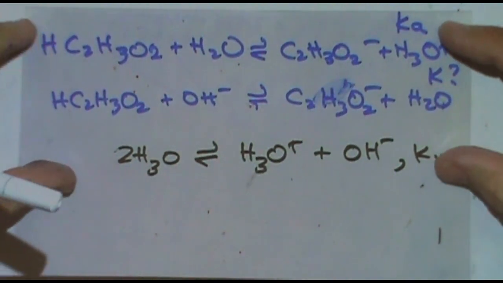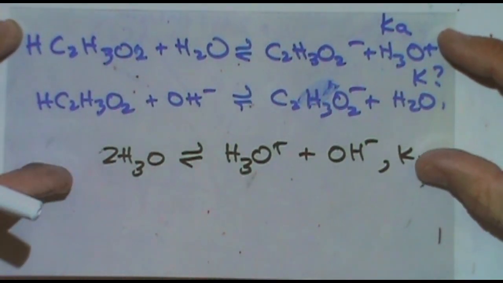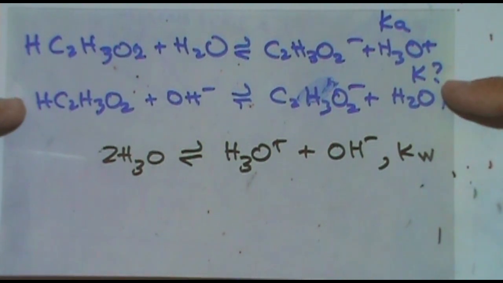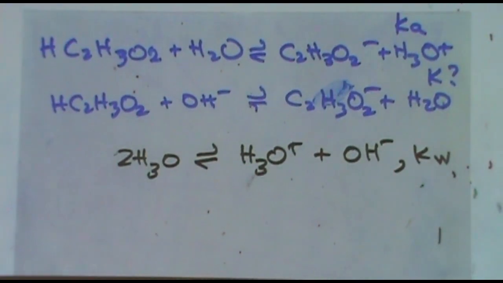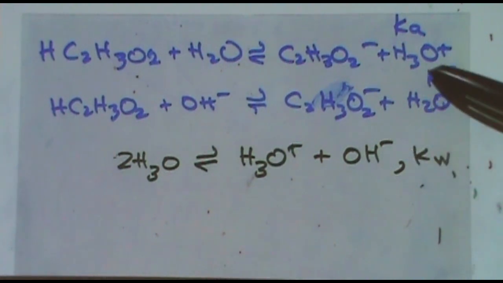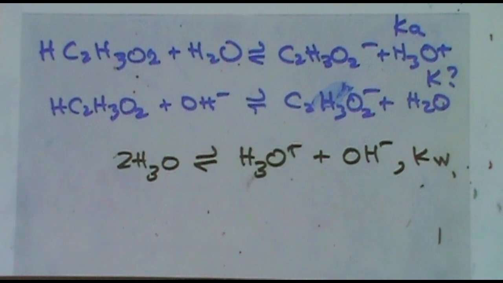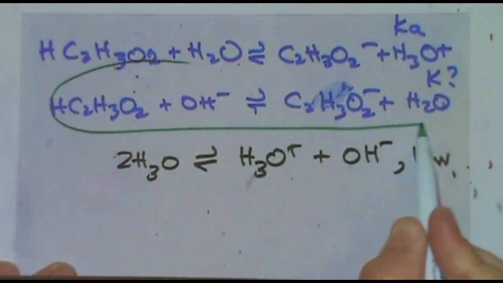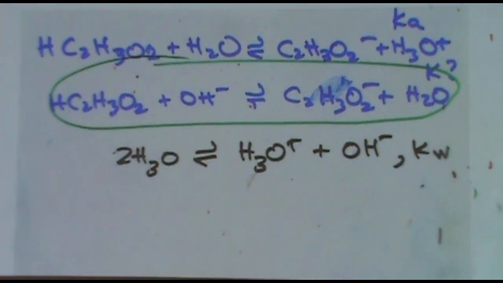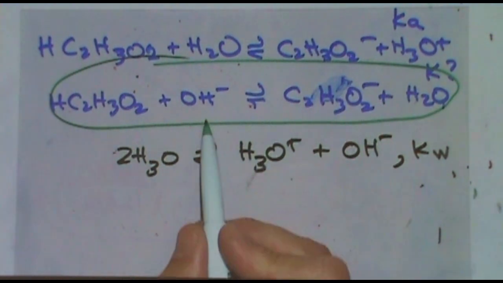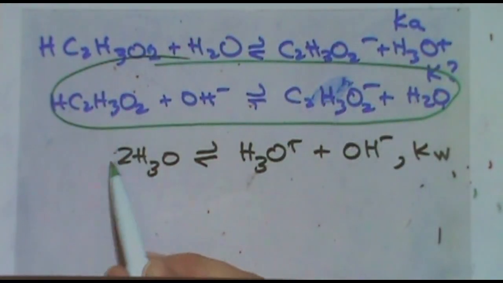Basically I need to manipulate these two reactions where my fingers are in order to get this overall reaction right here. So which reaction would I mess with? The one on the very top or the one on the very bottom? Again, this is what I want to get to here. The bottom one, what am I going to do? I'm kind of thinking I'll flip it so I get the OH minus over here. So I want to flip this.